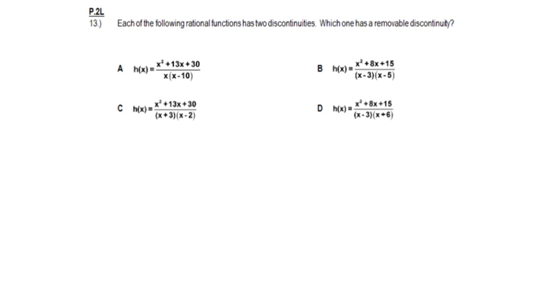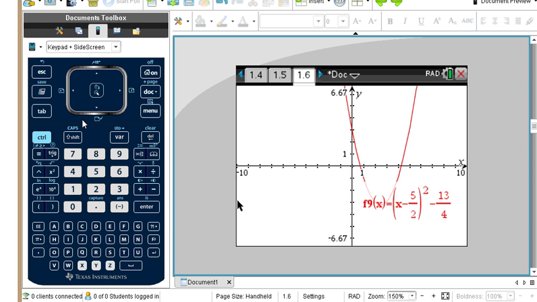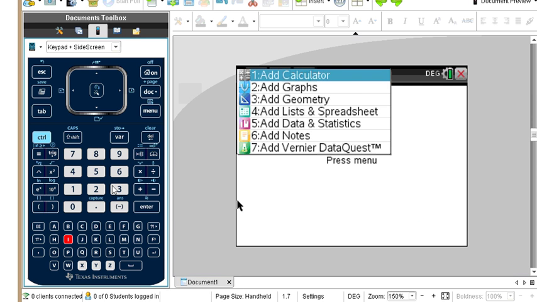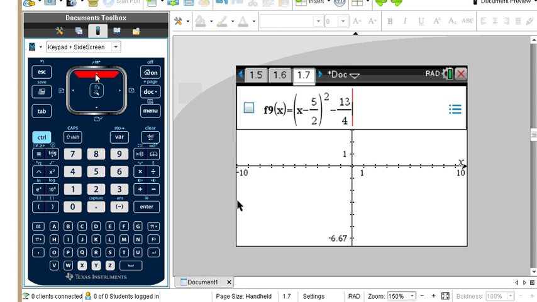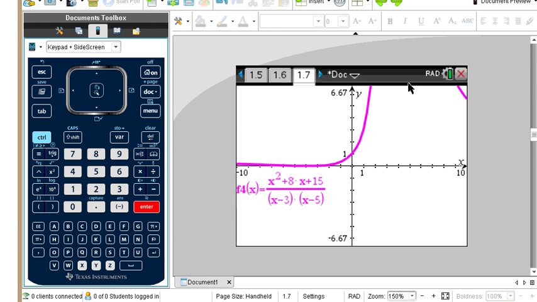Next, 13. Each of the following rational functions has two discontinuities. Which one has a removable discontinuity? I'm going to pick a wrong answer first and then the correct answer. We're going to look at answer choice B, which is not a correct answer, just to see what it looks like. And so if we go to Control I, add graph. Okay, this is answer choice B. We enter that. We don't see a whole lot. We see some kind of asymptotic behavior up here.